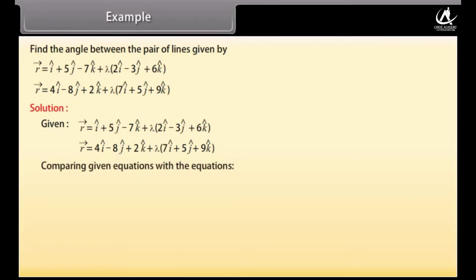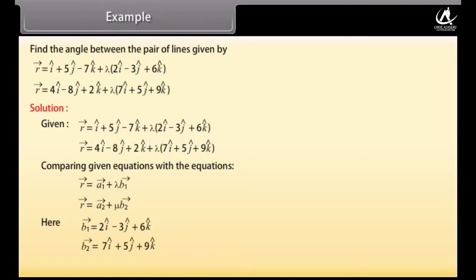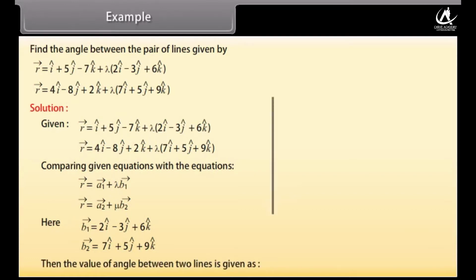Comparing the given equations with the equations vector r equals vector a1 plus lambda vector b1 and vector r equals vector a2 plus mu vector b2, here vector b1 equals 2i minus 3j plus 6k. Vector b2 is equal to 7i plus 5j plus 9k. Then the value of the angle between two lines is given as cos theta equals modulus of vector b1 dot vector b2 by modulus of vector b1 into modulus of vector b2.